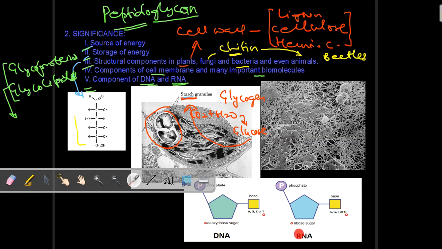RNA, which is a genetic material in a couple of viruses but not in other organisms, but plays a very important role in the formation or synthesis of proteins, is RNA, and RNA contains ribose sugar. So much for the functions of carbohydrates.